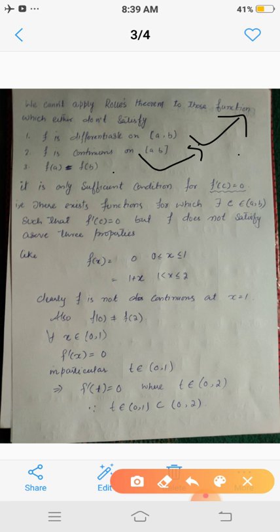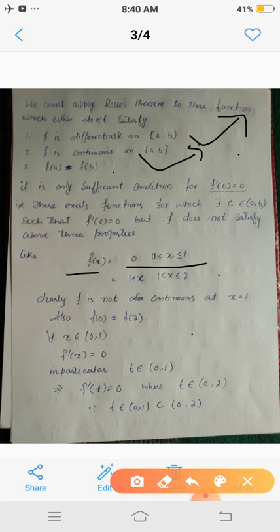Now I will show you the converse by an example. Consider the function f(x) equals 0 when 0 is less than or equal to x less than or equal to 1, which means that in the closed interval 0 to 1 this function is 0, and f(x) equals 1 plus x when x is greater than 1 and less than or equal to 2. Clearly f is not continuous at x equals 1, because at x equals 1 the value of the function is 0, while its right limit is 2, which implies that it is discontinuous at x equals 1.